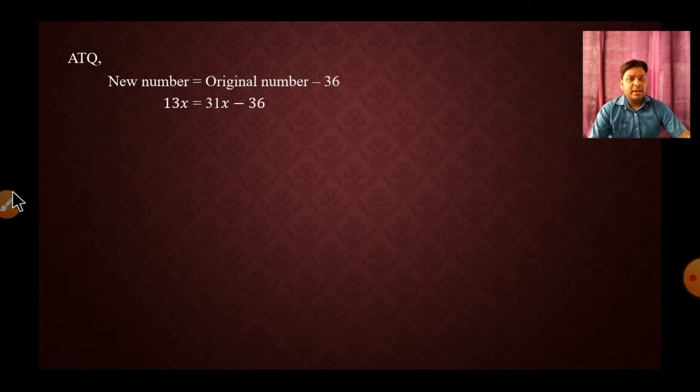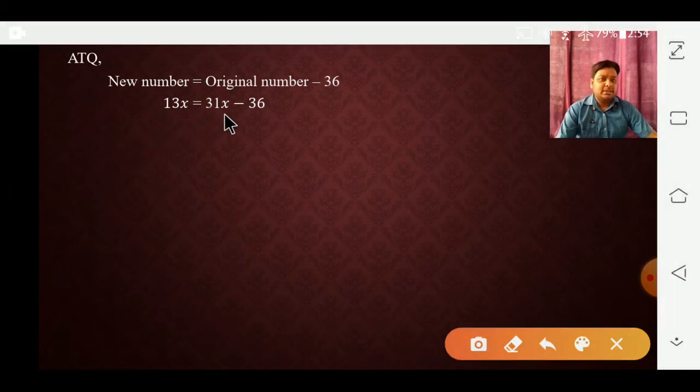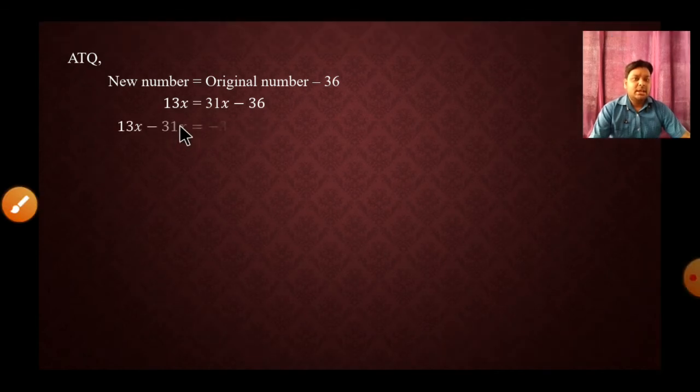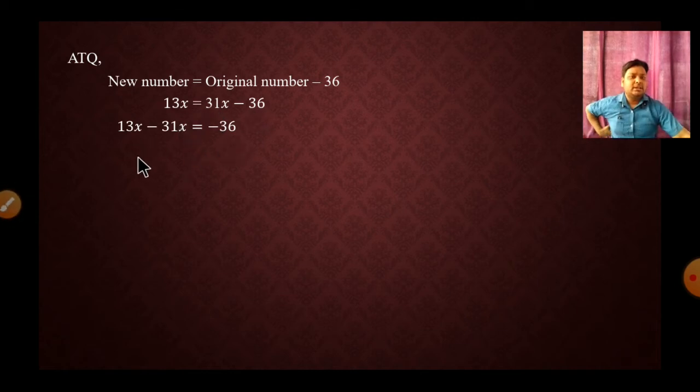Now we will again use the transposition method. It means 31x we will take to the LHS. But minus 36 is the constant term. It is already in the RHS, so we will not change the constant term. Okay. So it will be 13x and plus 31x will become minus 31x. Now here minus 36 is left. Now subtract 13x minus 31x. What will it be? It will be minus 18x. Why minus? Because 31 is greater than 13.